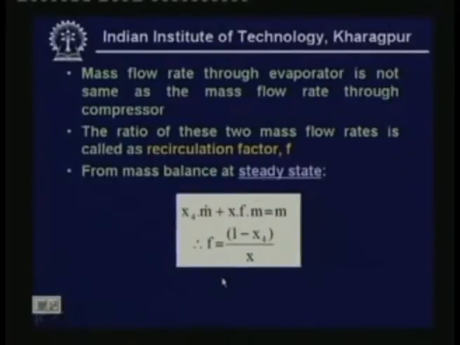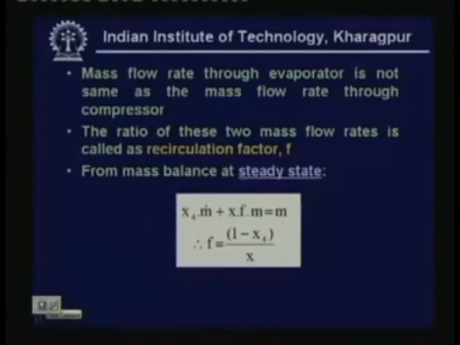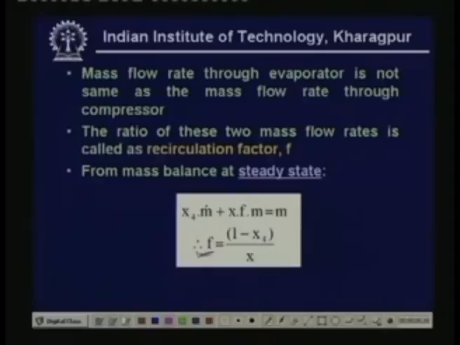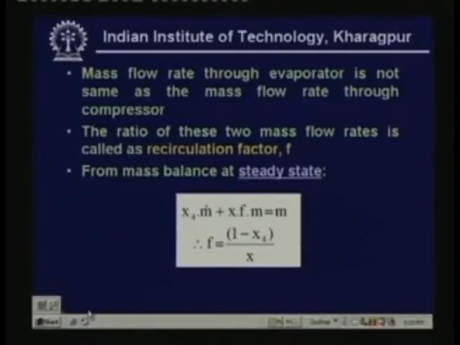And the mass flow rate through the evaporator is not the same as the mass flow rate through the compressor, and the ratio of these two mass flow rates is called the recirculation factor F. If you apply the mass balance for steady state, whatever mass is leaving the surge tank must enter the surge tank. Then you have to apply a mass balance across the surge tank. From that you can easily show that the recirculation factor F is (1 - x4) divided by x. What are x4 and x?